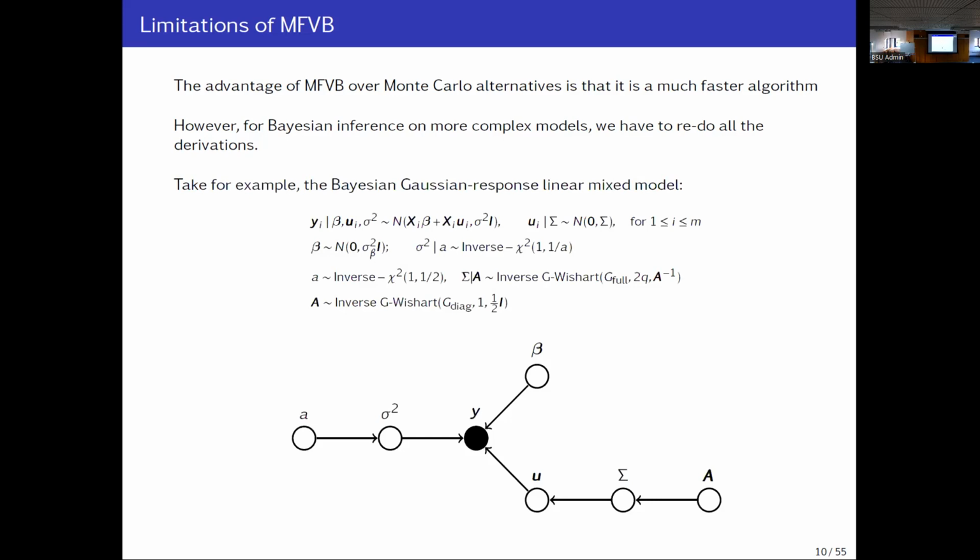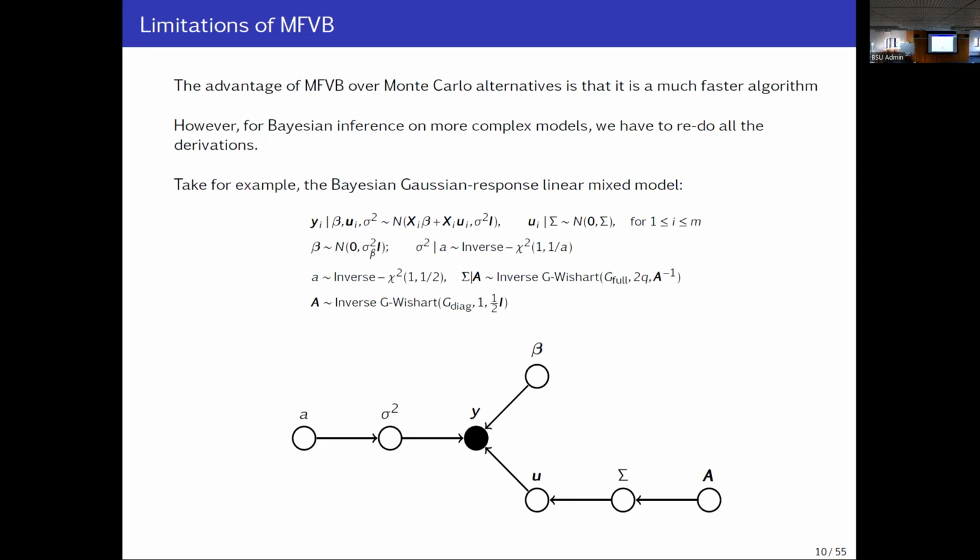So for instance, if we wanted to extend our regression model to this Gaussian response linear mixed model, we'd have to go through all of those derivations again. We'd have to work out the updates for these beta parameters, for these U's, for these sigma squareds again. There's a covariance matrix for the random effects. All those things you would have to redo again.